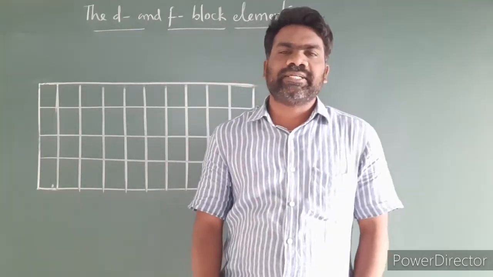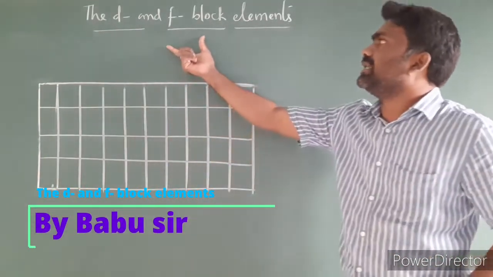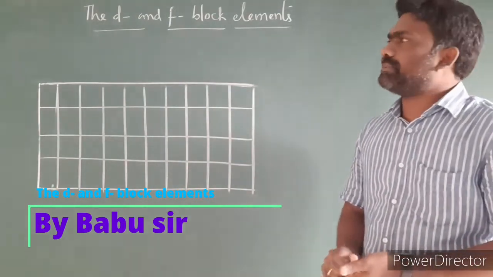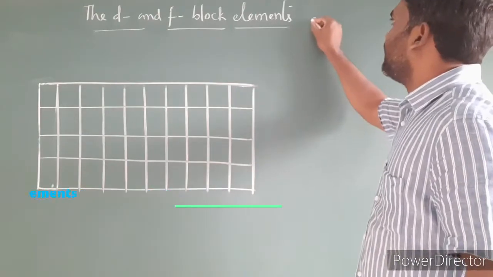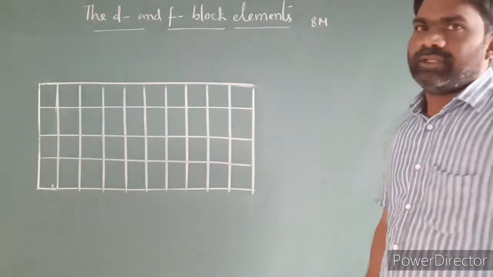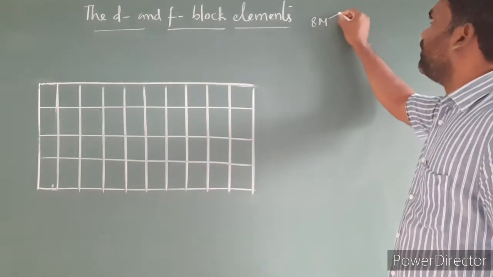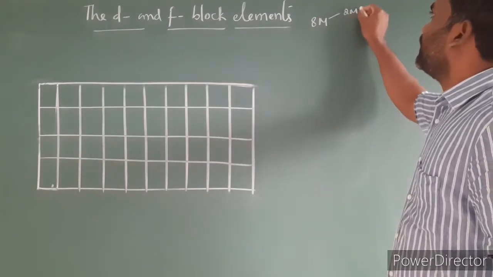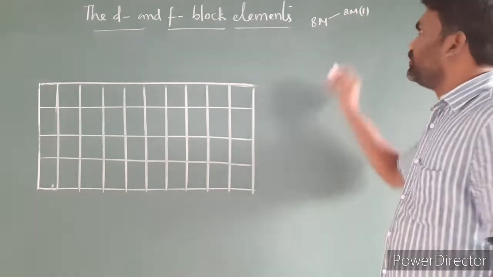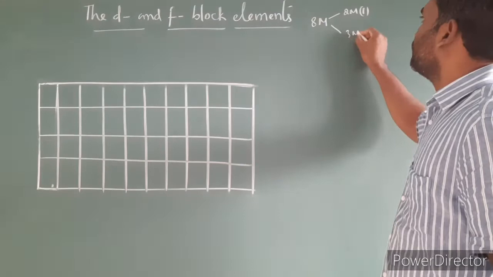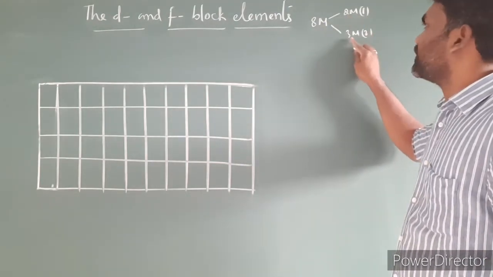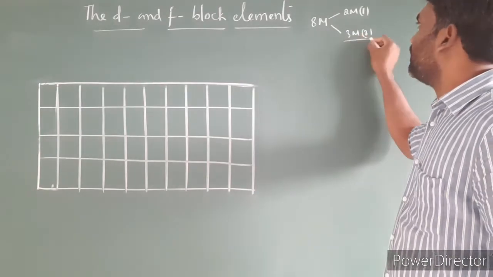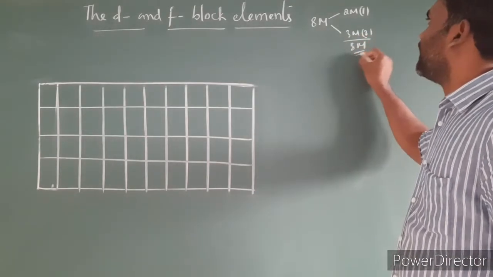Today I am going to start a new chapter, the D and F block elements. This chapter has 8 marks weightage in your examination. From these 8 marks, you will get one 2-mark question and two 3-mark questions. The total weightage from this chapter is 8 marks.